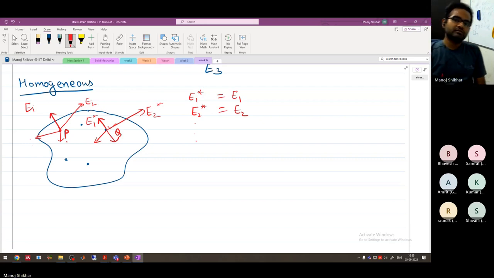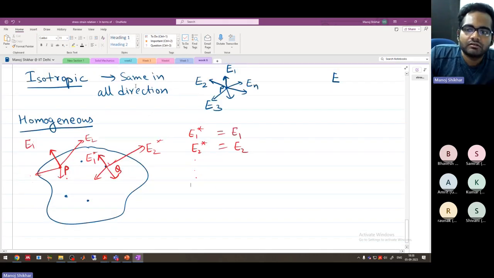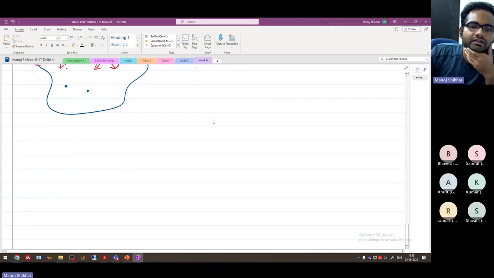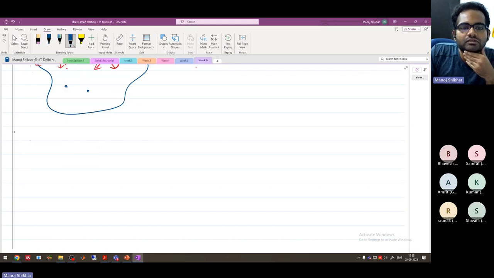So the contrast is, in an isotropic material at a particular point, the property will be equal in all the directions. In case of homogeneous, at the same point in different directions, the value of properties can be different. But if I take another point and if I move in the same direction, I should get the same value of the property. So in general, for UG solid mechanics courses, we consider isotropic homogeneous material.